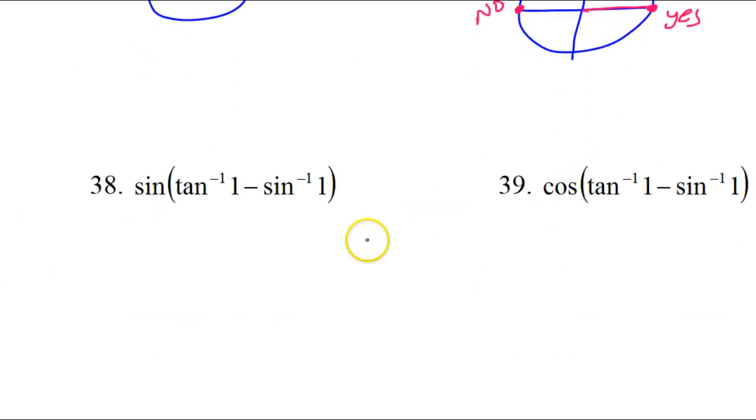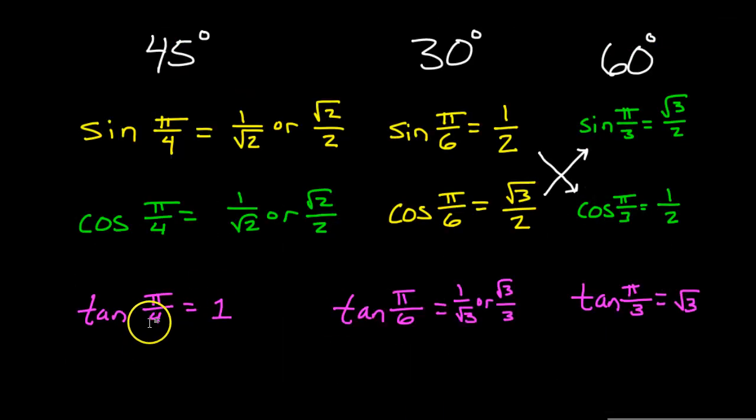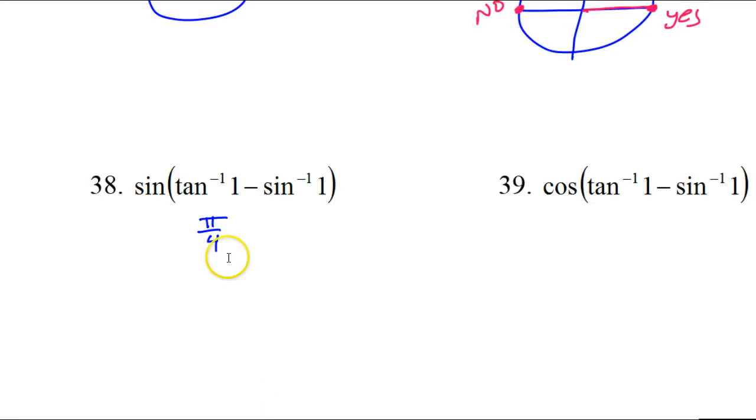Okay, number 38. The inverse tangent of 1 is the angle whose tangent is 1. So the tangent of pi over 4 is 1. That's one of the values that we memorized. Tangent of pi over 4 is 1. So this is pi over 4.